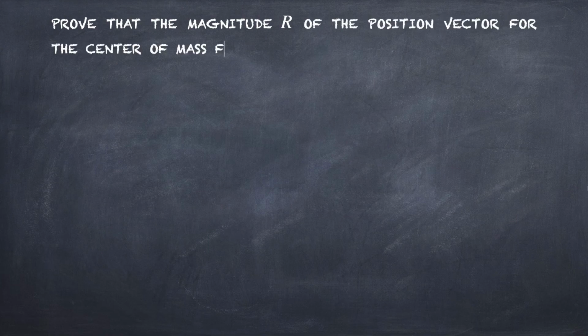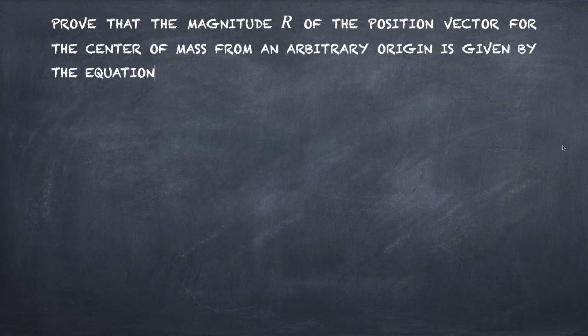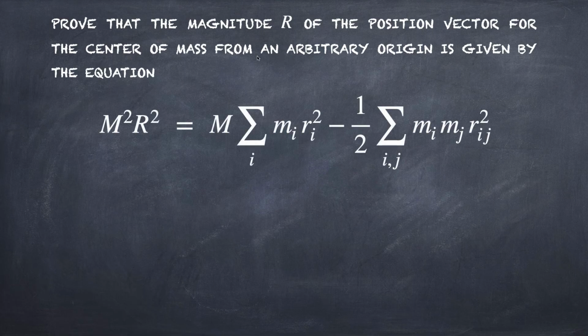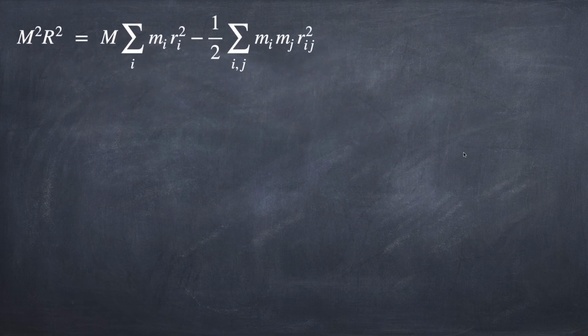So we need to prove that the magnitude R of the position vector for the center of mass from an arbitrary origin is given by the equation M squared R squared is equal to M, the summation over i of m_i r_i squared, subtracted by 1 over 2, double summation over i and j of m_i m_j r_ij squared, this quantity that we are going to show what it is soon.